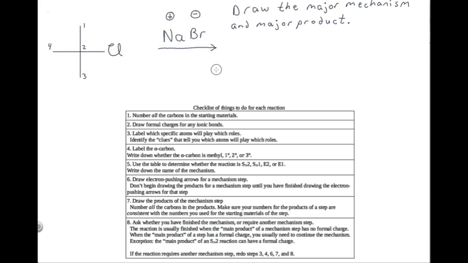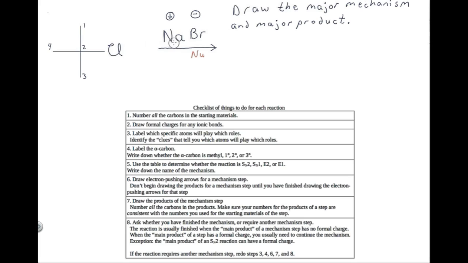And you want to start by assigning roles to the atoms with formal charges. Well, a Br minus, we know that an atom with a minus charge is likely to play the role of nucleophile. So we expect that because of its negative charge, the bromine will act as a nucleophile. The negative charge makes the bromine want to donate electrons.